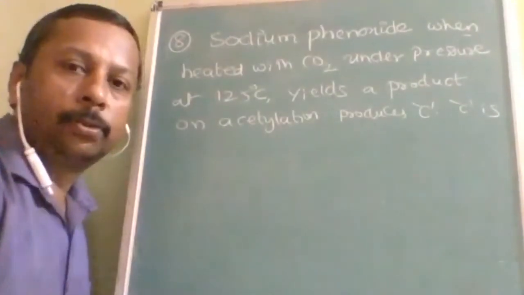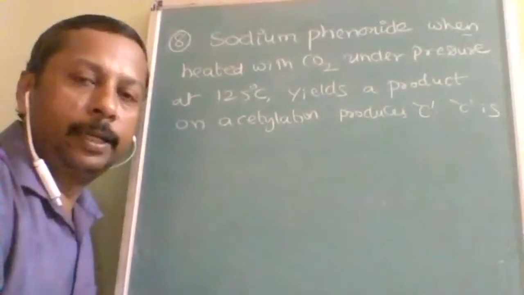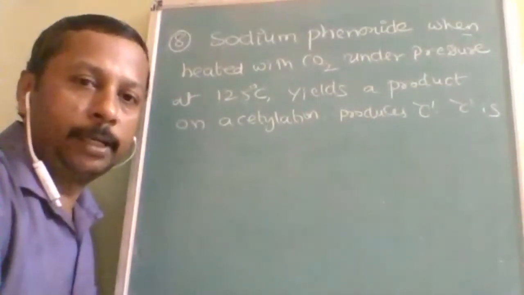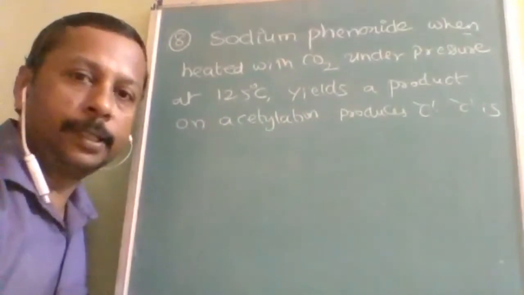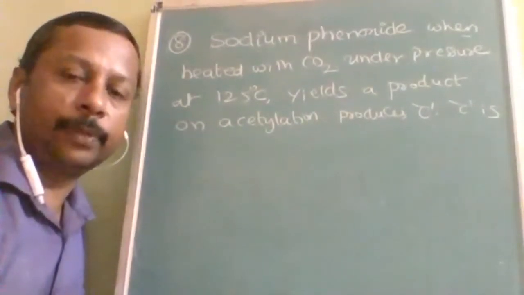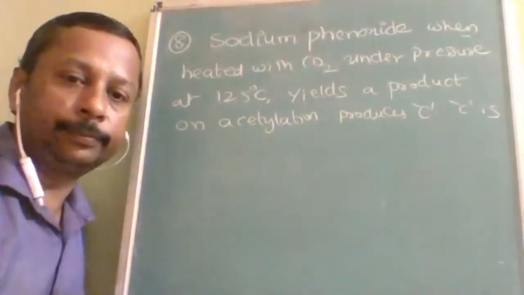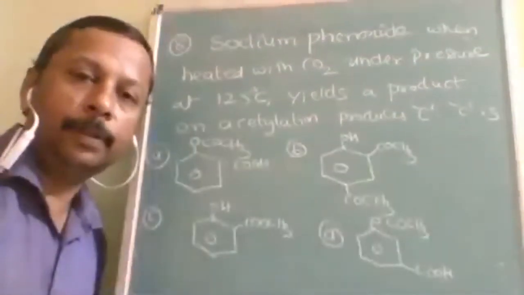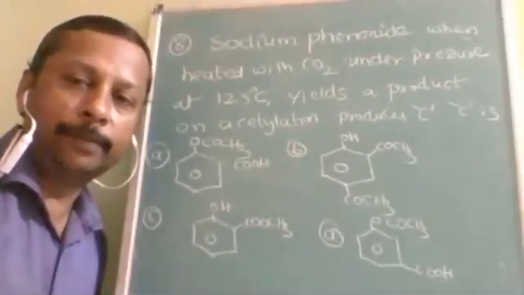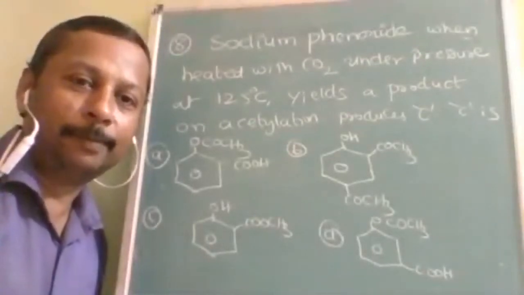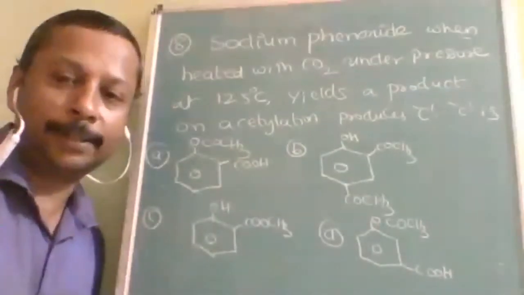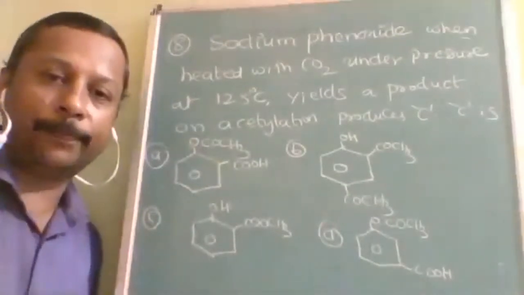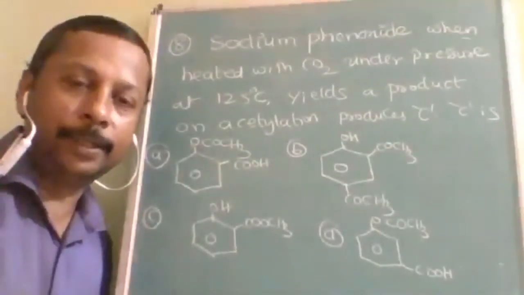Here is the question. Sodium phenoxide when heated with CO2 under pressure at 125 degrees Celsius yields a product. On acetylation it produces C. What is C? This question is a very famous compound preparation question. What is that compound? It is used by most humans in very difficult times. It starts with A.